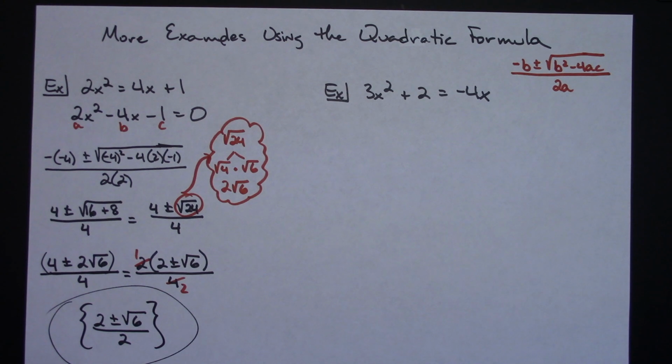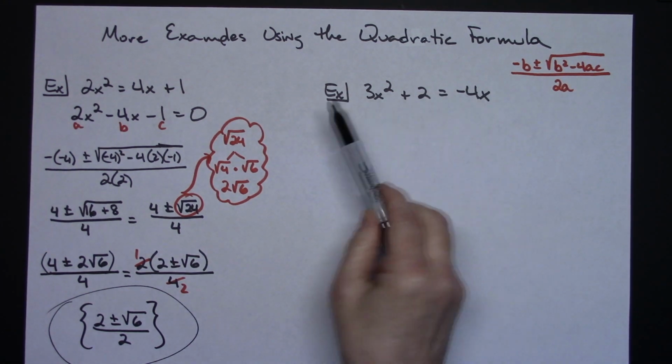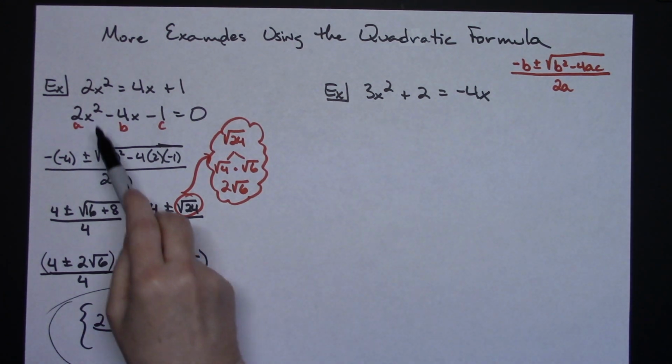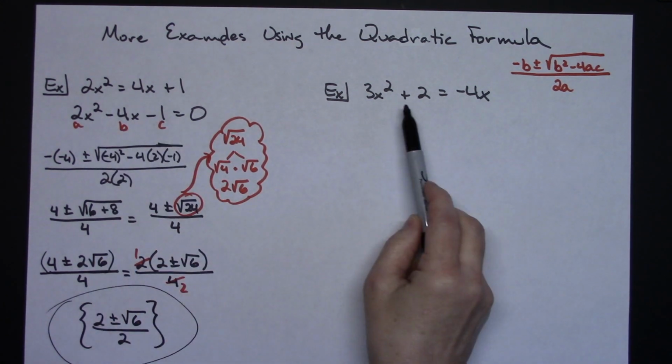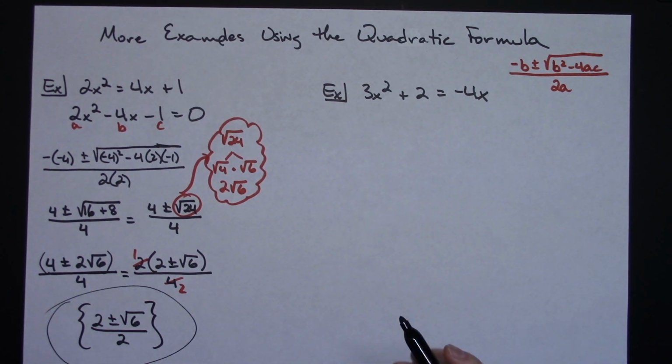Now for the second example over here, again, not in standard form, so I'm going to need to move that negative 4x to the left-hand side. We do want it in that standard form, so since this needs to be the middle term, I'm going to automatically put it where it needs to be.